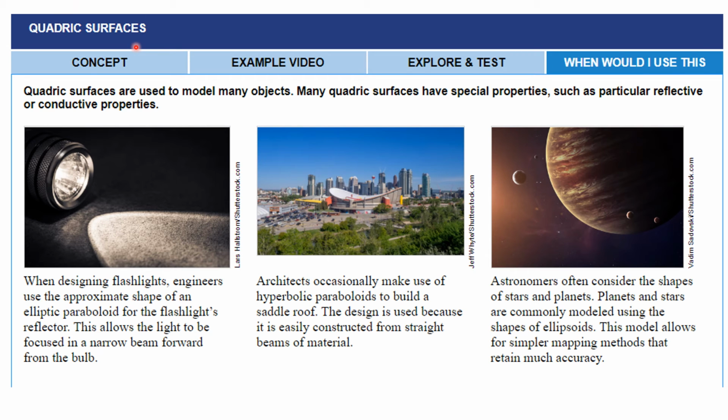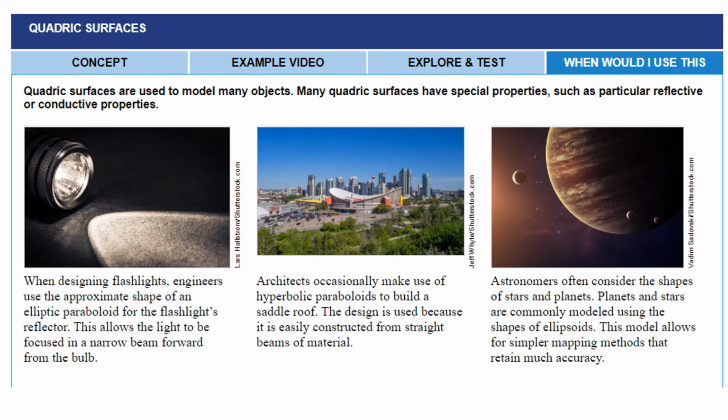And quadric surfaces are also important. For example, when designing flashlights, engineers use the approximate shape of an elliptic paraboloid for the flashlight's reflector. This allows the light to be focused in a narrow beam forward from the bulb. Also, architects make use of hyperbolic paraboloids to build a saddle roof. And so you're seeing the roof here. It looks a little bit like a saddle. And this design is used because it's easily constructed from straight beams of material.